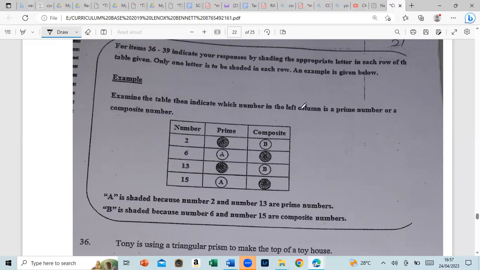Examine the table and indicate which numbers in the left column is a prime number or a composite number. Okay, so is 2 a prime number? Yes. So we shade that, since it can't be prime and composite at the same time. Is 6 a prime number? No, it is composite. And 13 is prime. Alright, I get the idea now.